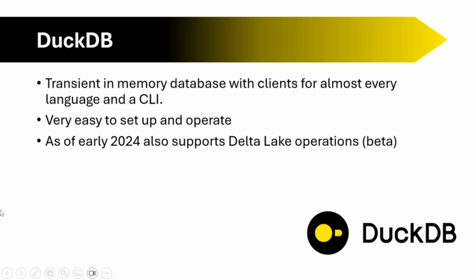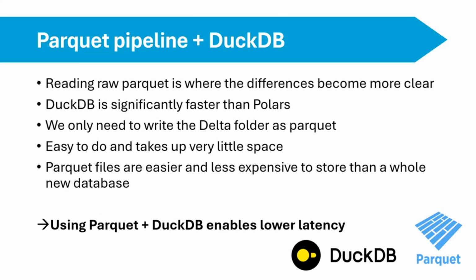But the next thing, and the thing that I think for most people is currently the way to go, is Parquet pipeline plus DuckDB. So how does this work? Basically, the idea is that currently in DuckDB, you can read Delta. It's fairly new. It came like 6 or 7 months ago, and it's still in beta. So it's going to get a lot faster. But if you don't have the time to wait for it, this is the way to go.